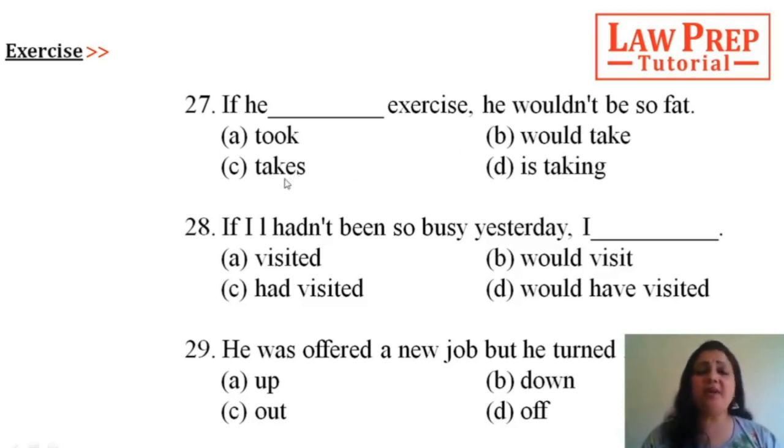Takes simple present, not applicable. So if we took exercise, if we would take, we don't add a model, already there's a model. So the answer would be: if he took exercise, he wouldn't be so fat. Same sentence, just to cross check yours. If he takes exercise, he will not be so fat. If he took exercise, he wouldn't be so fat. If he had taken exercise, he wouldn't have been so fat.